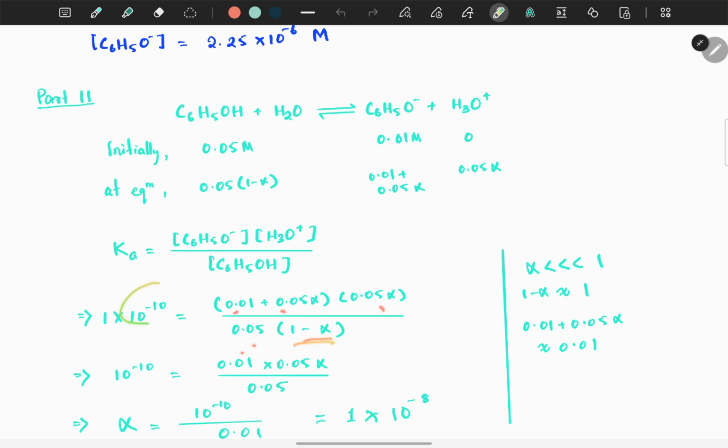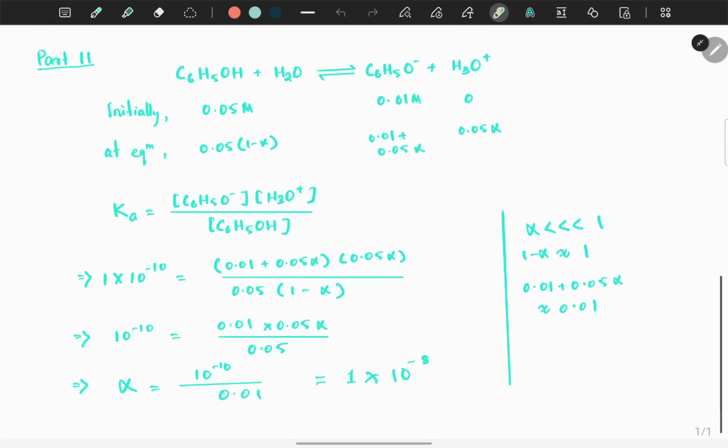As the value of K is very small, we can say alpha is much less than 1. So 1 minus alpha is nearly equal to 1. Similarly, 0.01 plus 0.05 alpha will be nearly equal to 0.01. So again, substituting these values, alpha will come up as 10 to the minus 10 divided by 0.05, because 0.05 will cancel out. Solving this, alpha becomes 1 into 10 to the minus 8. So this is the degree of ionization when the 0.05 M phenol also contains 0.01 M sodium phenolate.